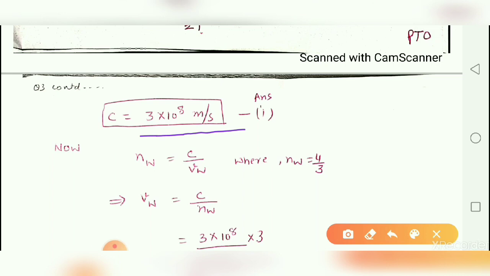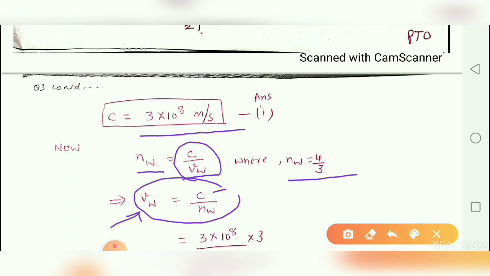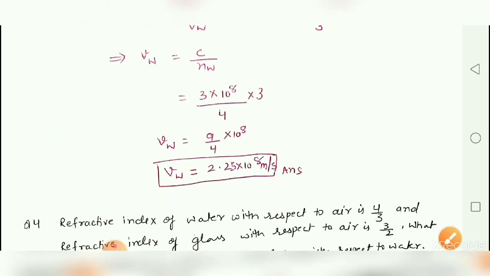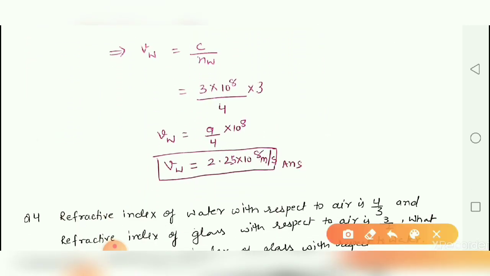Now the next formula is the refractive index of water is C upon speed of light in water, and this is given as 4 upon 3. By transposition, we will get the speed in water as C upon its refractive index. Now we will put in the values and find the speed in water as 2.25 into 10 raised to the power 8 meter per second. So in this way we can solve this numerical. Now let us do the next question.